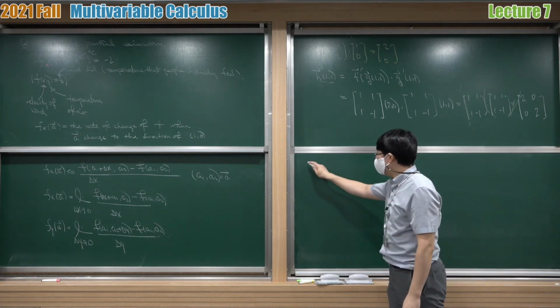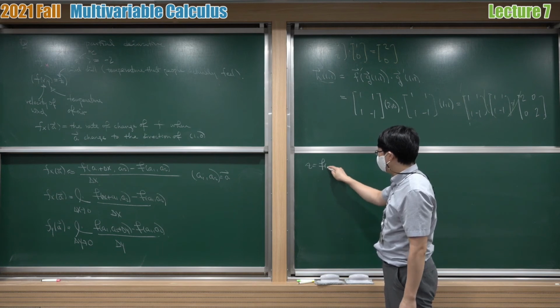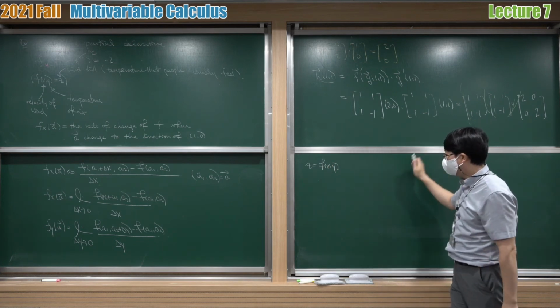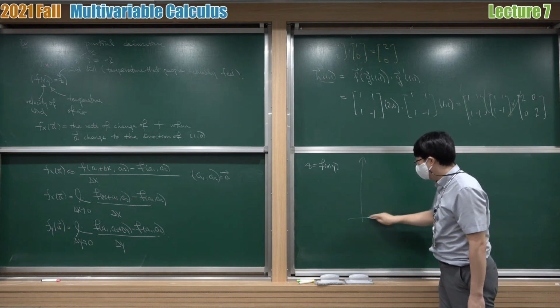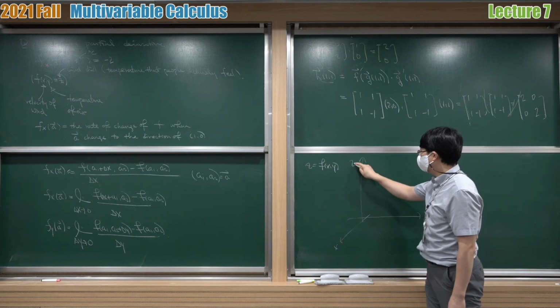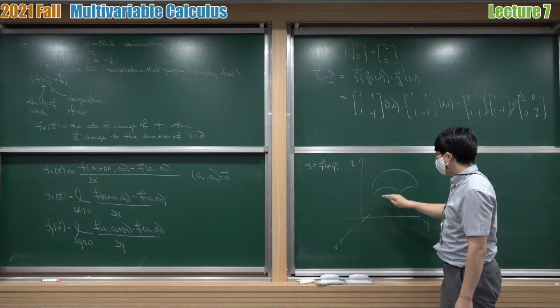Let's think about the case when we have two variables and the value of the function is just a real number. We can draw a graph of the function in XYZ space. Let's say this is our graph of the function.